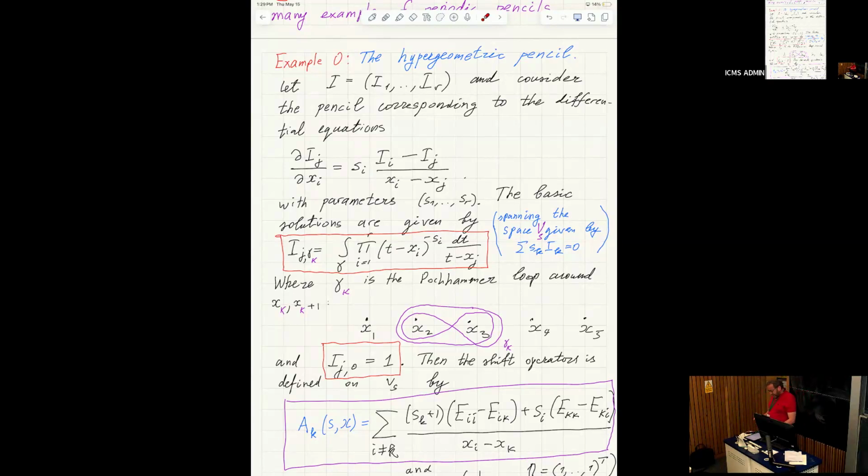And the equation lives also on the r-dimensional space with diagonals removed. And it has the form of the Knizhnik-Zamolodchikov equation. This is the most basic example of the Knizhnik-Zamolodchikov equation. So we have parameters S1 through SR.